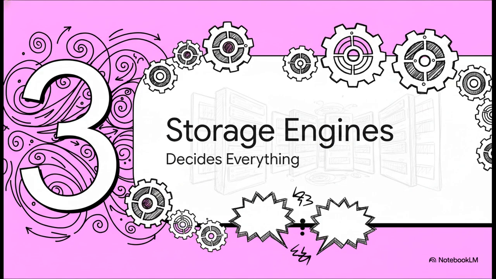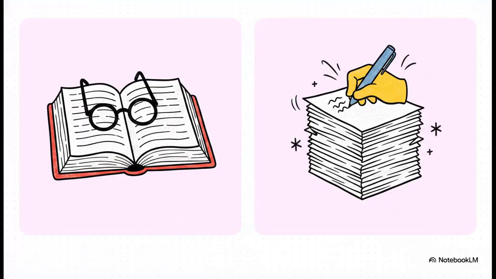On to Section 3, storage engines, the underlying engine that decides everything. Look, your underlying engine absolutely dictates your system's performance. The two major heavyweights here are B-trees and LSM trees. B-trees, which are used by traditional databases like Postgres, update your data in place. They are highly read optimized. On the flip side, we have LSM trees, or log-structured merge trees. These are heavily write-optimized. They buffer your writes into memory and then append them to immutable files on your disk.